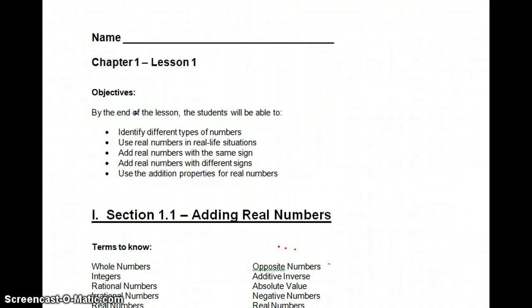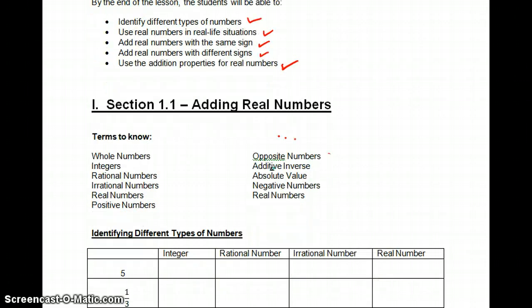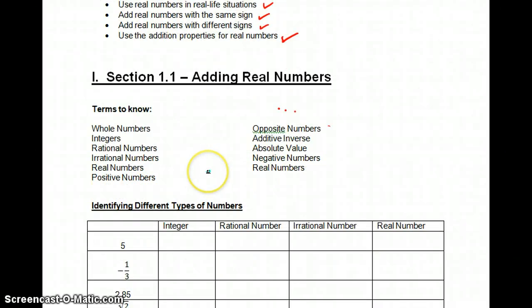By the end of this lesson we are going to be able to identify the different types of numbers in the real number system, use real numbers to add in real life situations, add real numbers with the same sign, add real numbers with different signs, and then lastly, use the addition property for real numbers. Now, we do have some terms that we need to know in this section, and there are truly a lot of vocabulary words that you need to make sure that you understand here.